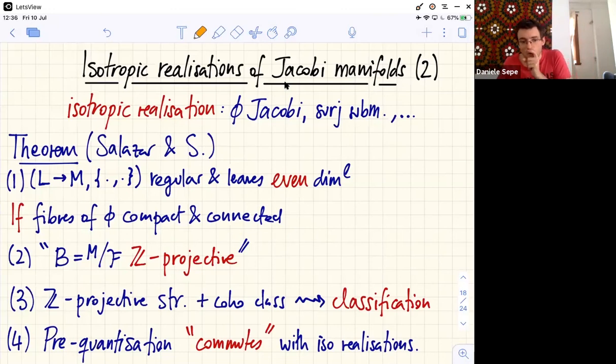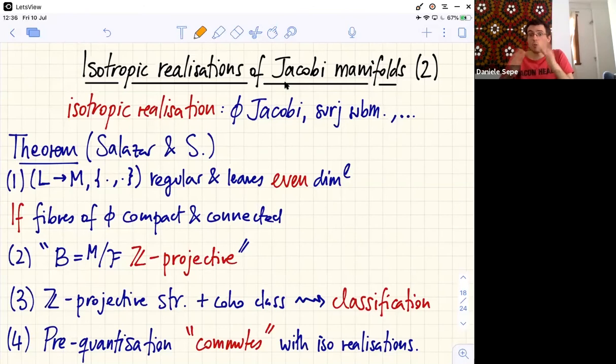Another thing that I really like is that you could ask the following question. I have a Poisson manifold, and I can view it either as Jacobi or Poisson. If a Poisson manifold admits a contact isotropic realization, does it mean that it admits a symplectic isotropic realization? And the answer is yes. And it's an if and only if you impose that the form on the total space of the symplectic realization be integral.